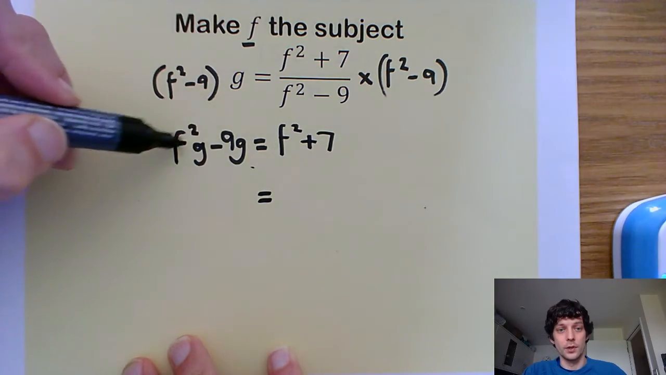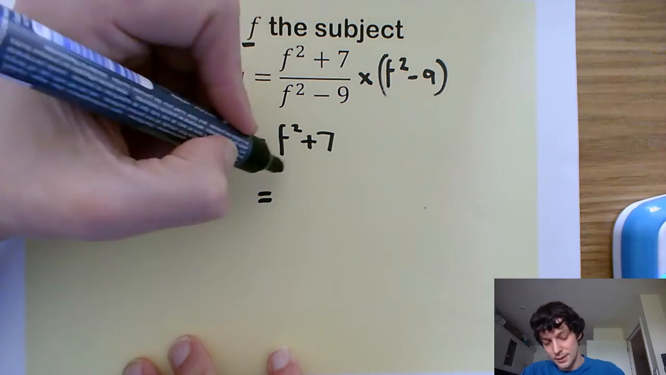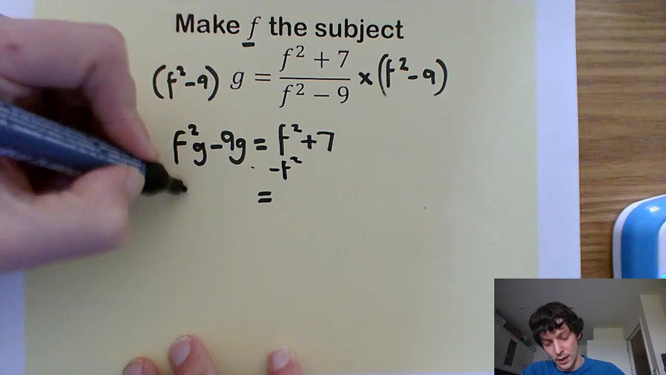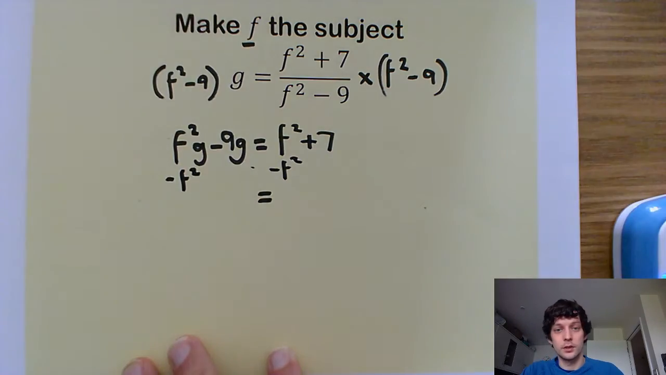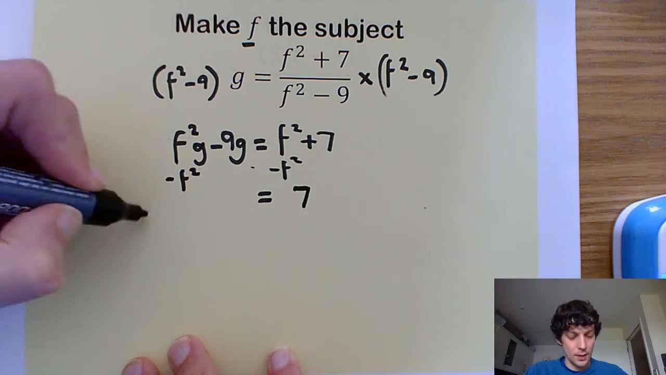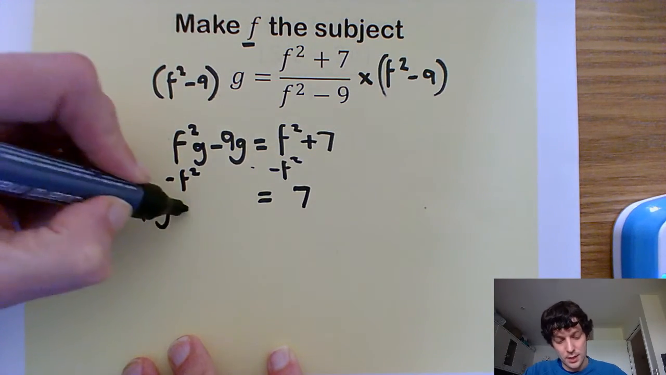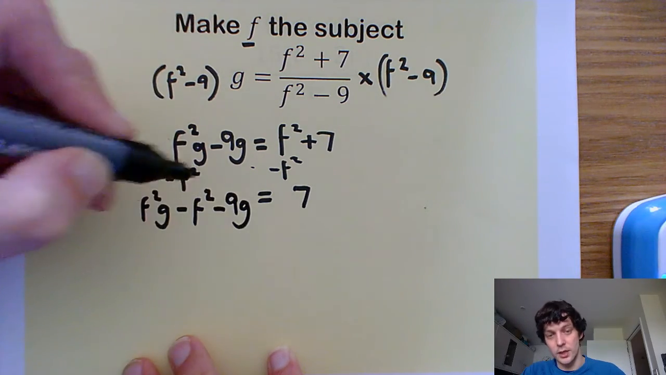I've got f squareds on this side and on this side. I want to get them all on one side, so let's take this f squared off both sides. So here, f squared minus f squared leaves me with no lots of f squareds. I'm just left with my 7. Here we've got f squared g minus f squared minus 9g.